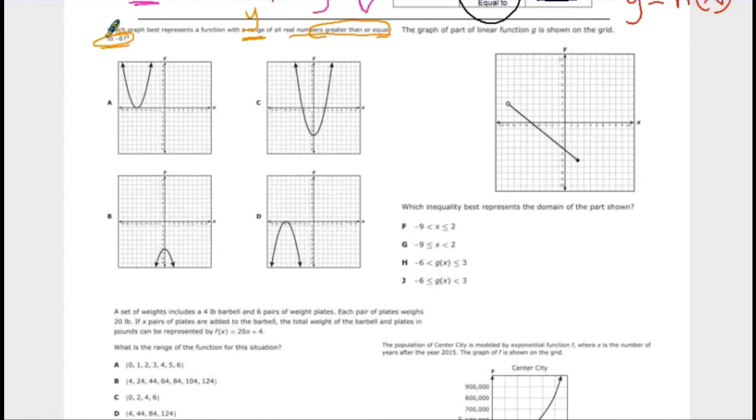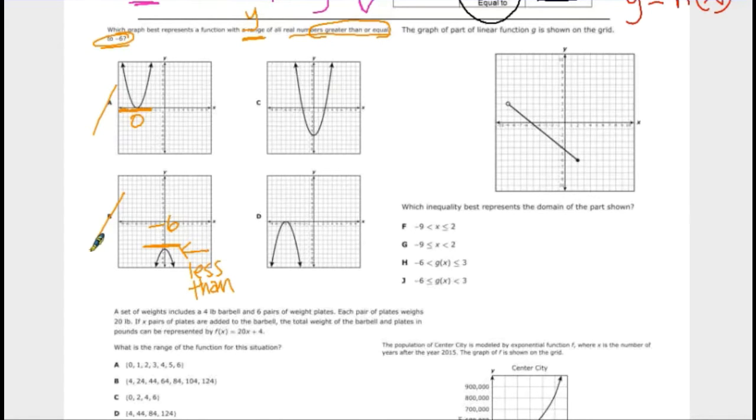Okay? So for range, we're going to look at the very bottom of our graph. Let's look at answer choice A. The very bottom y value of our graph is 0. So that wouldn't be -6, so A cannot work. Let's look at answer choice B. Well, if we look at answer choice B, it is at -6, but all of those values are actually less than -6, and our problem wants greater than, so it can't be B.